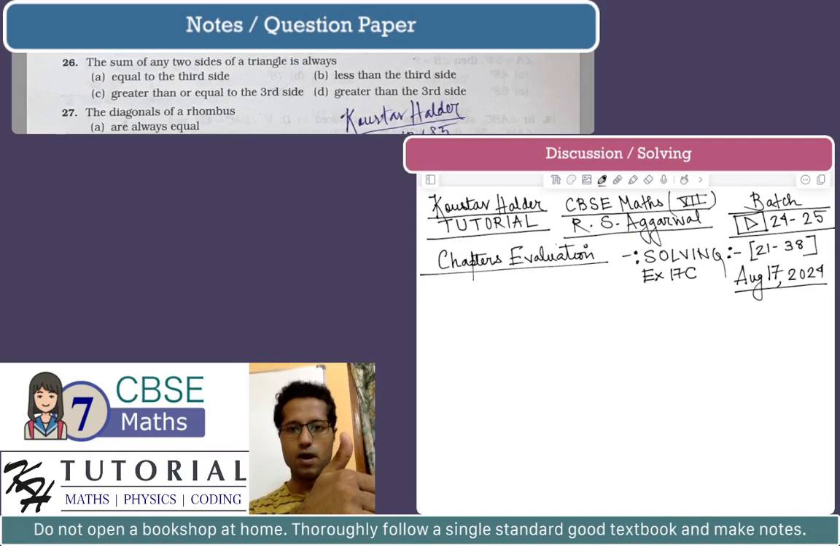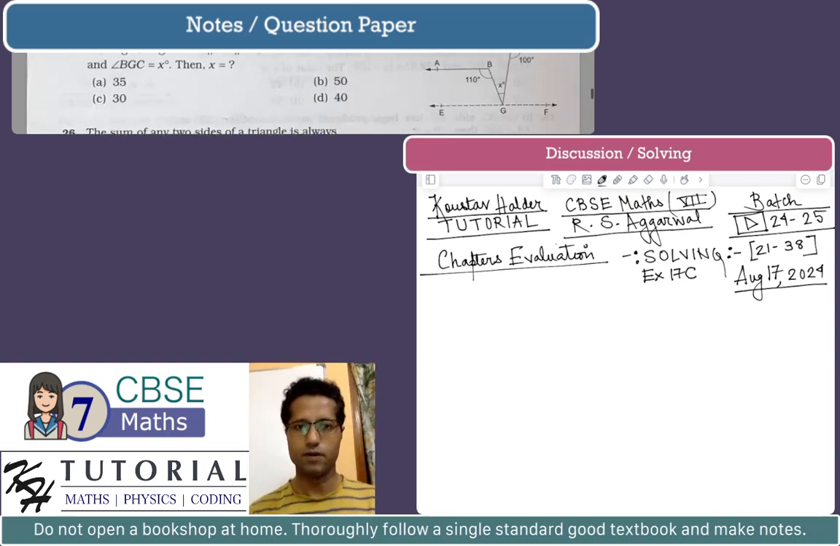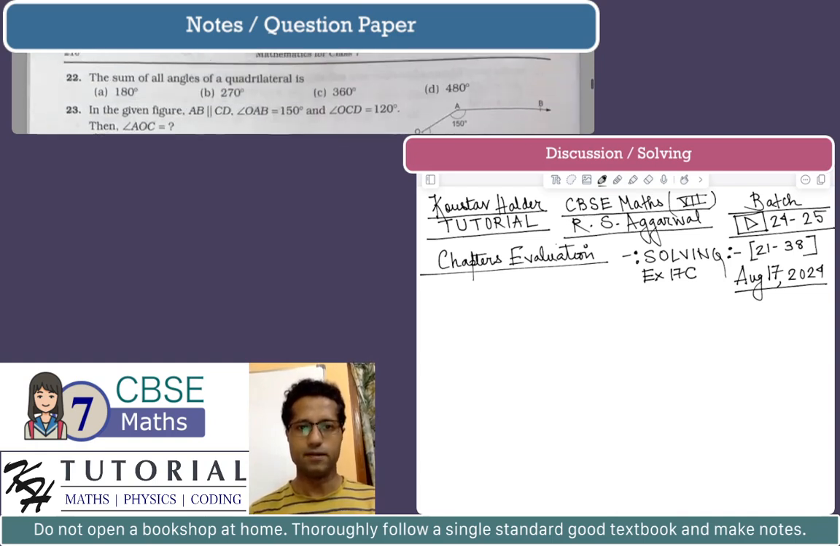Okay, so I have the question papers on the top of the screen, and on the right hand side I will solve the problems. So I have minimized the window of the question paper, so that I can only see the relevant question that I will be solving. Okay, so let's start solving the problems from 21 to 38.